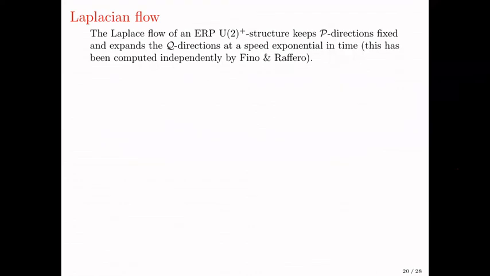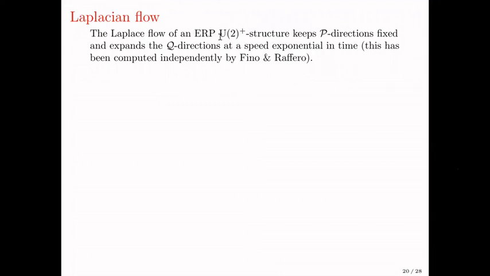So if I have a U2 plus structure that's ERP, and I flow it using the Laplace flow, all that happens is that the P directions are fixed, and the Q directions move at a speed exponential in time. I'll just say that this computation was done independently by Fino and Alberto Raffero.